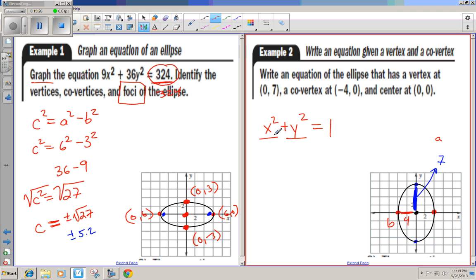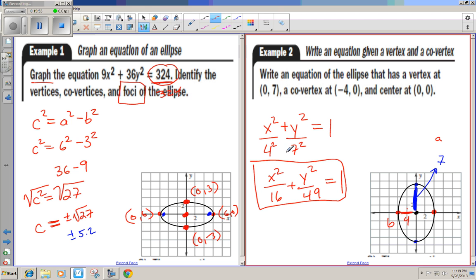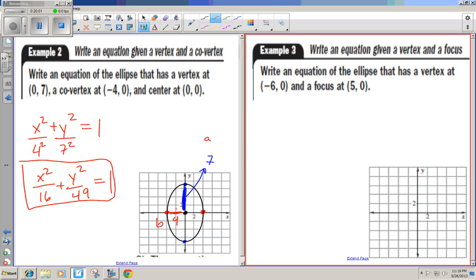And all you have to do for this is divide by a squared and b squared. So, since this is a vertical one, the smaller number comes here, so it's 4 squared. That's 7 squared. That means my equation is x squared over 16 plus y squared over 49 equal to 1. So all you have to do is plug those numbers into the right a and b part, and you're good to go. So this right here was fairly easy. Finding these vertices takes a little more work sometimes.